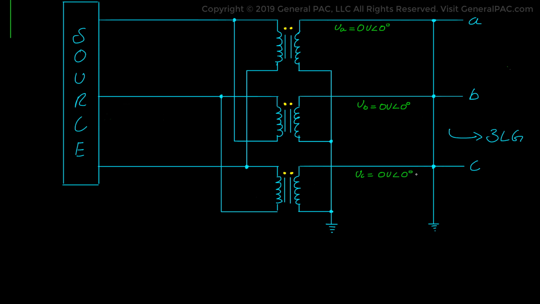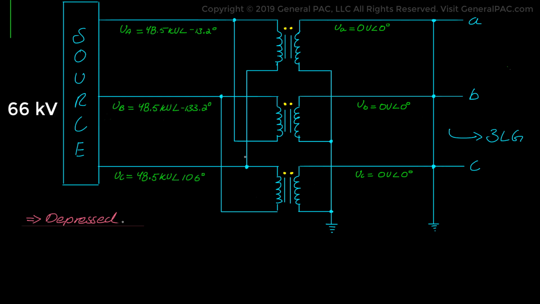On the high voltage side of the transformer, our voltage quantities during normal operating conditions are 66 kV line to ground. But when there's a 3-phase fault on the low voltage side of the transformer, voltage quantities are depressed to 48.51 kV. So they went from 66 kV to 48.51 kV. So there's quite a bit of a voltage depression even on the high voltage side.